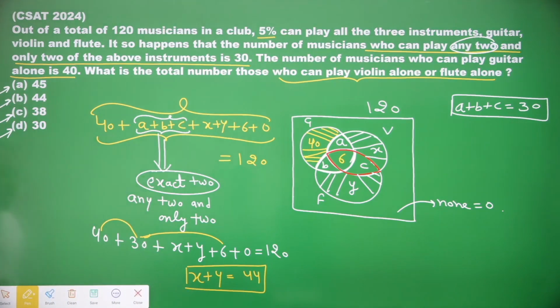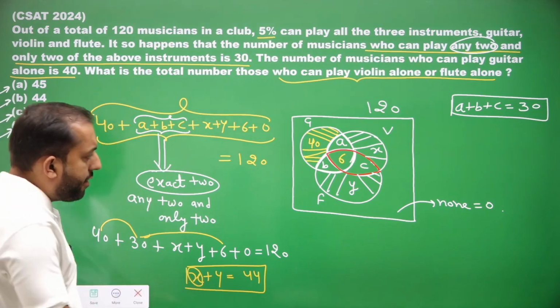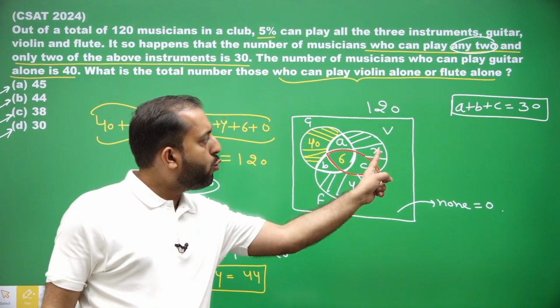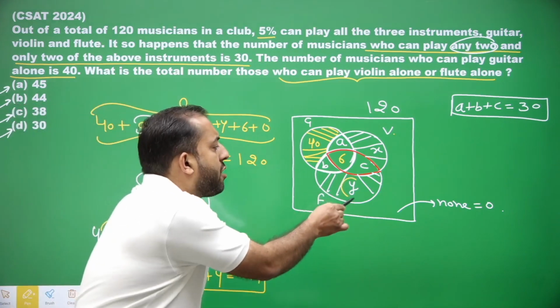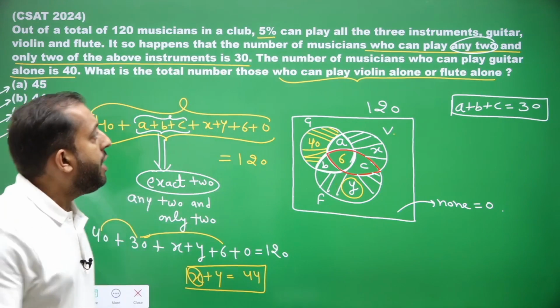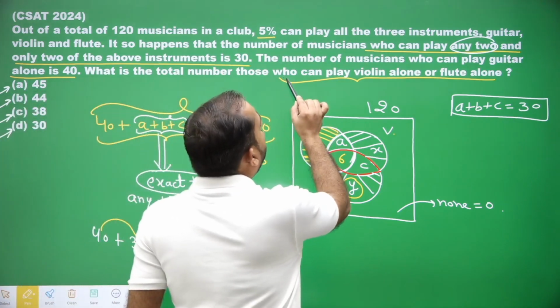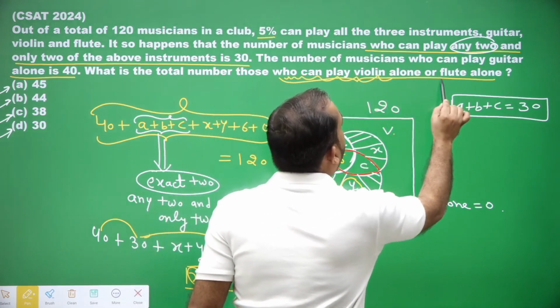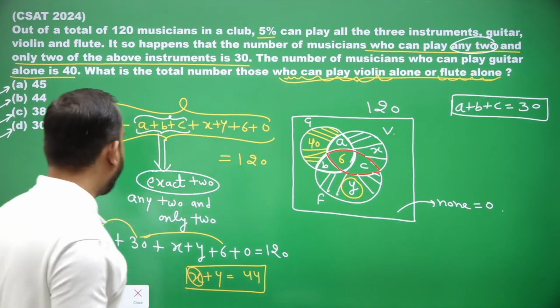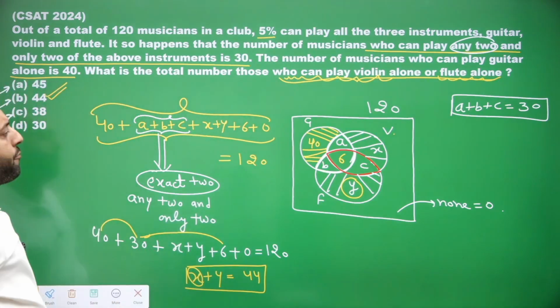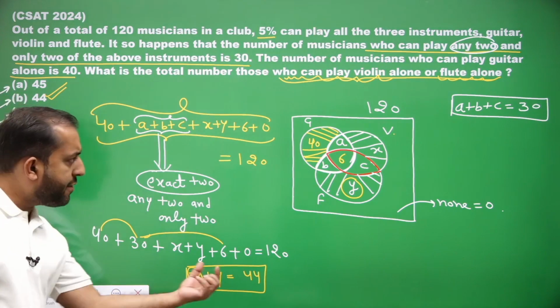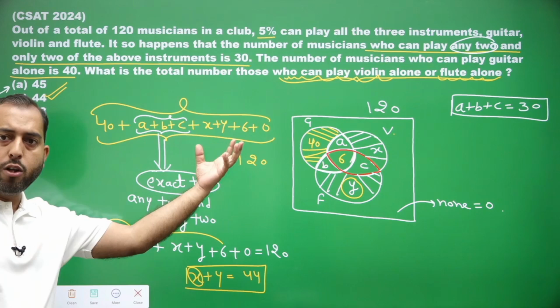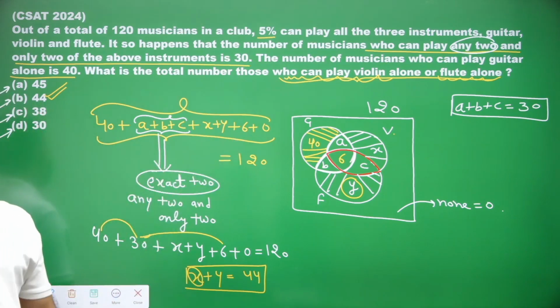Now see, what does X indicate here? X talks about those musicians who can play violin only. What about Y here? Y talks about those musicians who can play flute only. And in the question, we were looking for the count of those people who can play violin alone or flute alone. That should be 44 here. I hope, guys, this is clear to everybody. So X plus Y represents violin alone and flute alone here. Hence the answer is 44, option B. Kindly make a note of it, hurry up.